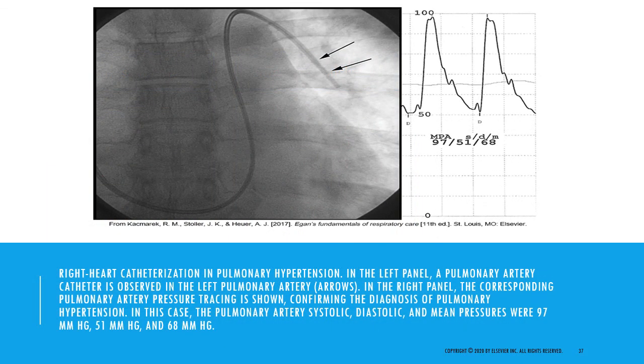This is a picture of a right heart catheterization in pulmonary hypertension. In the left panel, a pulmonary artery catheter is observed in the left pulmonary artery. That's where the arrows are. In the right panel, the corresponding pulmonary artery pressure tracing is shown, confirming the diagnosis of pulmonary hypertension. In this case, the pulmonary artery systolic, diastolic, and mean pressure were 97 millimeters of mercury, 51 millimeters of mercury, and 68 millimeters of mercury.